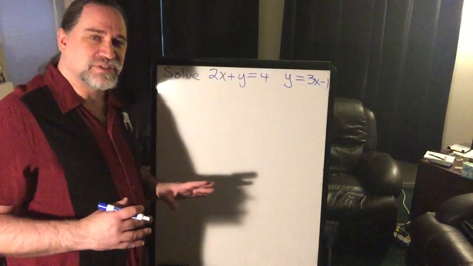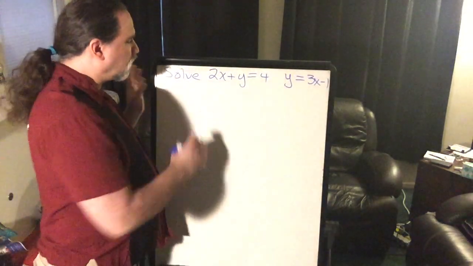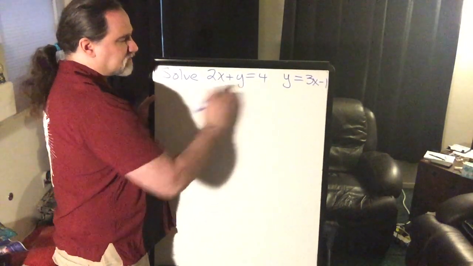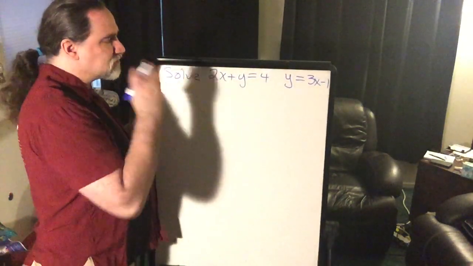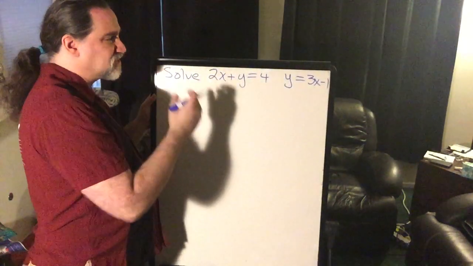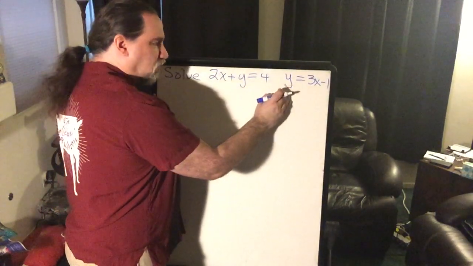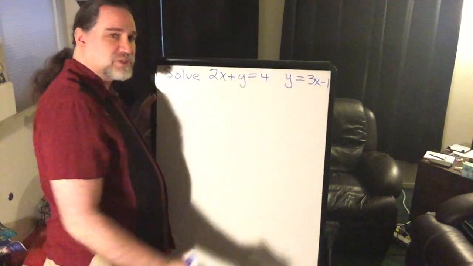Because what we have is these two equations. One of them is in standard form, and one of them is in slope-intercept form. The one that's in slope-intercept form says that y equals 3x minus 1.